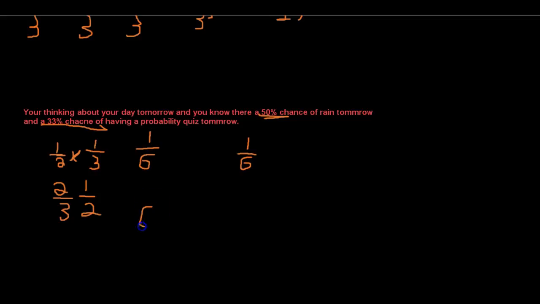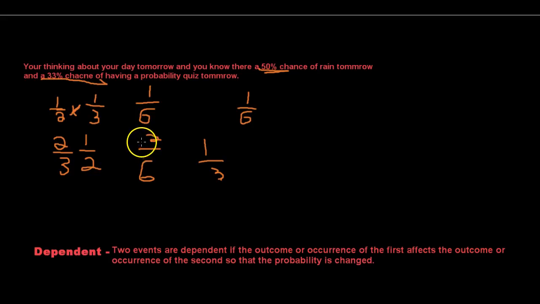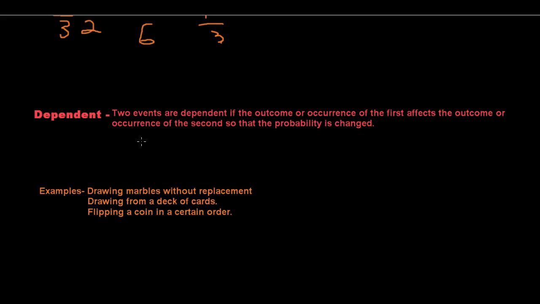So that is essentially going to be 6/2, or 1/3. So there's a 1/3 chance of there not being a quiz tomorrow and for it to rain. Okay, so now let's move on to dependent.